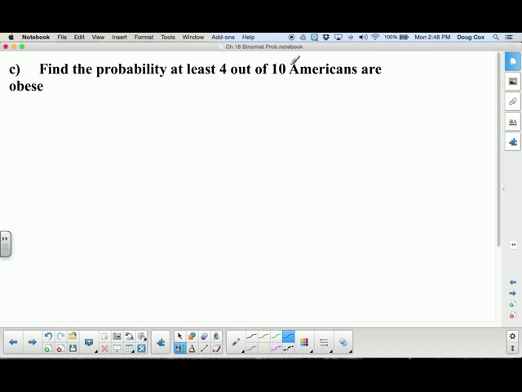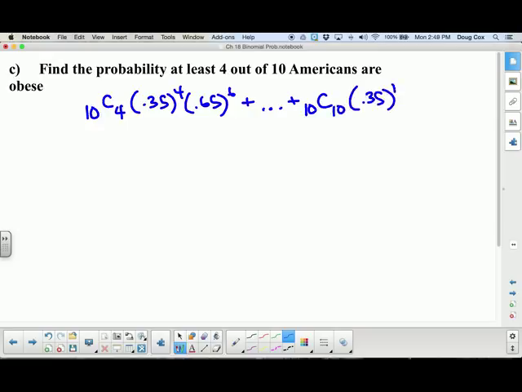Finally here, what if instead it was out of 10 people and we want to know at least 4? So once again, you could write it like this, 10C4, and you'd say, well, 4 people would be obese, and then 6 people would not. And then you do plus, and then dot, dot, dot, all the way up to 10 people out of 10, 10C10, 10 people are obese, and then 0 people are not. And you can figure out each one of these individually and add them together. And by the way, the answer ends up being 0.486.